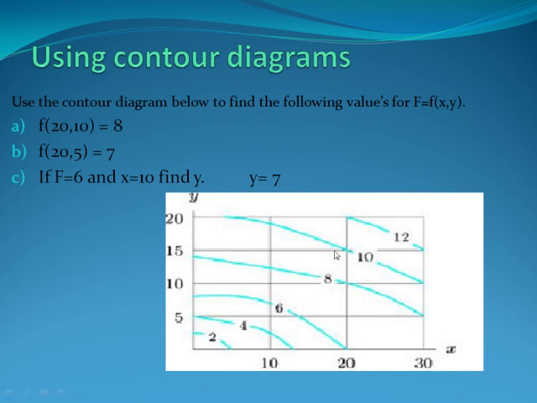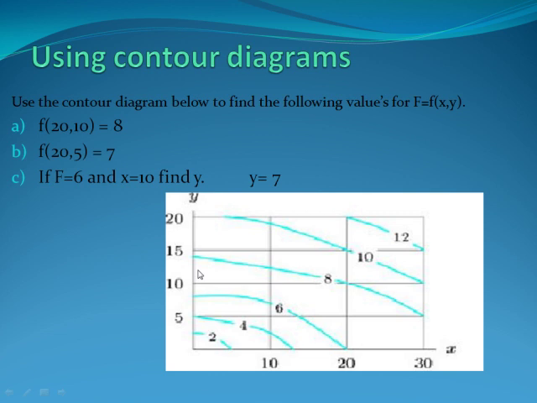As you can see, one of our contour lines goes right through that point, and the value of that contour line represents the value of capital F. So at f of 20, 10, the value is 8. So whenever you land right on the contour line, you have an exact value. Now, for part B, we're looking for f of 20, 5. So again, we go to 20 for x and 5 for y.